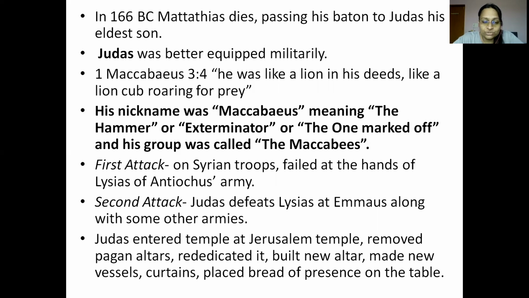Now, what does Judas do? Judas now enters the temple at Jerusalem. Remember the temple where swine was offered to the god Zeus, where the idol of Zeus was installed, and where worship was done of Zeus by the Greek people, by Antiochus IV and his people. So Judas entered the temple at Jerusalem and removed all the pagan altars. He dedicated the temple once again.